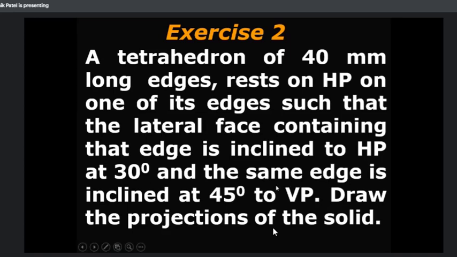So first of all, which solid is given here? Tetrahedron. What is the meaning of tetrahedron? Tetrahedron means triangular pyramid, in which all faces are triangular in shape. The base is triangular and the remaining faces are triangular. So all edges have the same length. Understand?